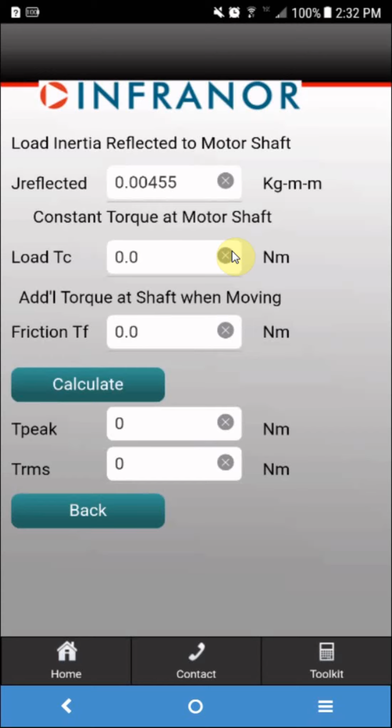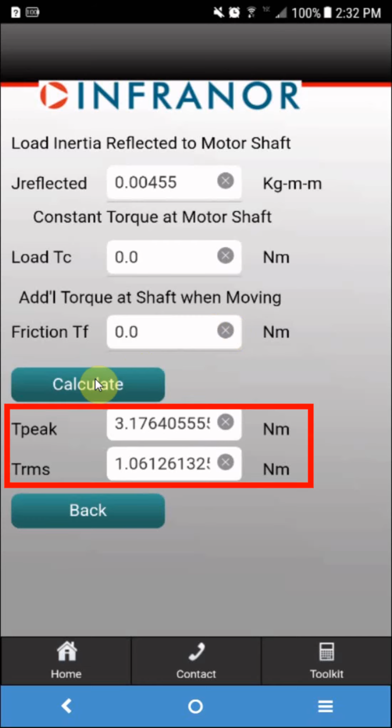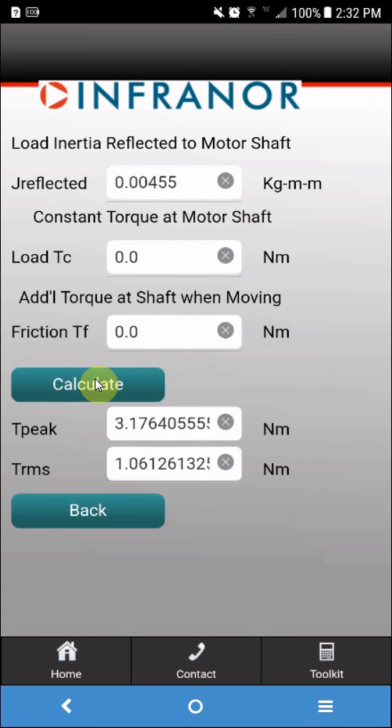The last section is for any frictional torque that may be due to contacting surfaces while the motor is moving. I will also keep this at 0 Newton meters. We can then press calculate to get our peak and continuous torque requirements for the application. We will use these values for the motor/drive selection tutorial.